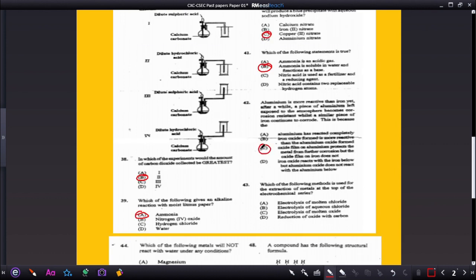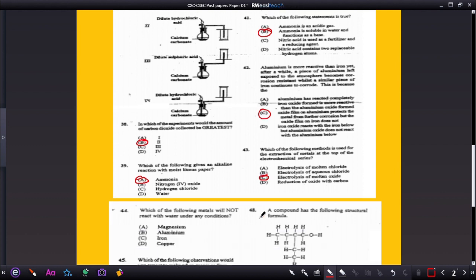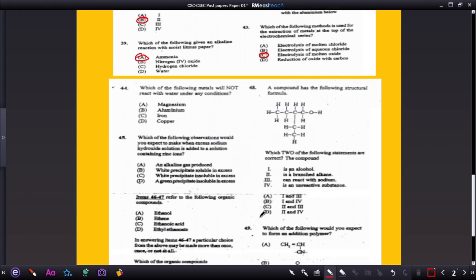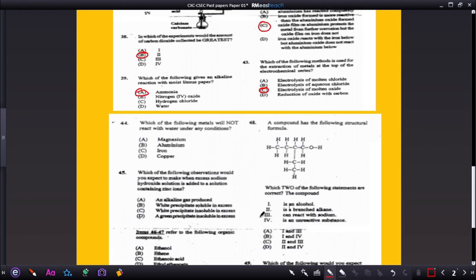43, which of the following methods is used for the extraction of metal at the top of the electrochemical series? At the top, we normally use the molten oxides. So that's C. 44, which of the following metals will not react with water under any condition? Copper is below hydrogen ion in the electrochemical series.